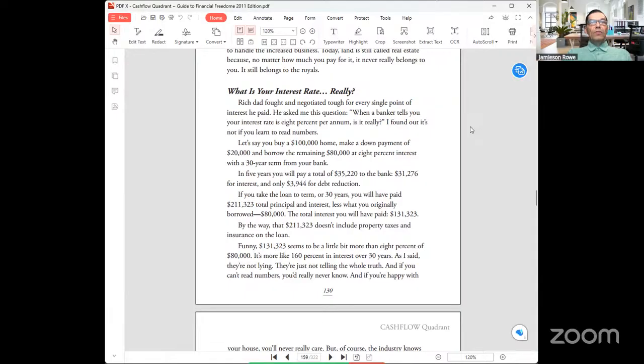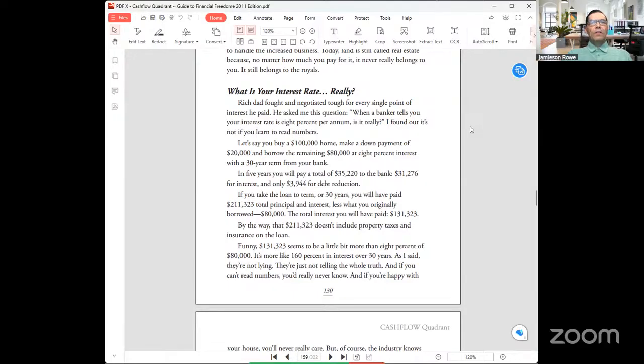In 5 years, you will pay a total of $35,220 to the bank, $31,276 for interest, and only $3,944 for debt reduction. That's like 60, 70, almost $80,000.